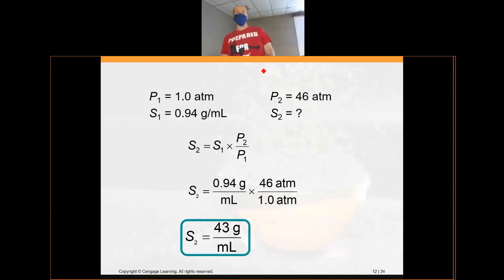And so you see that this increase in pressure, all right, we went from 1 atmosphere to 46 atmospheres. Now your solubility, which is only 0.94 grams that will dissolve in a milliliter, now we have 43 grams of that gas that will dissolve in a milliliter of that liquid. So you really increase the solubility of your gas in a liquid when you increase your pressure.